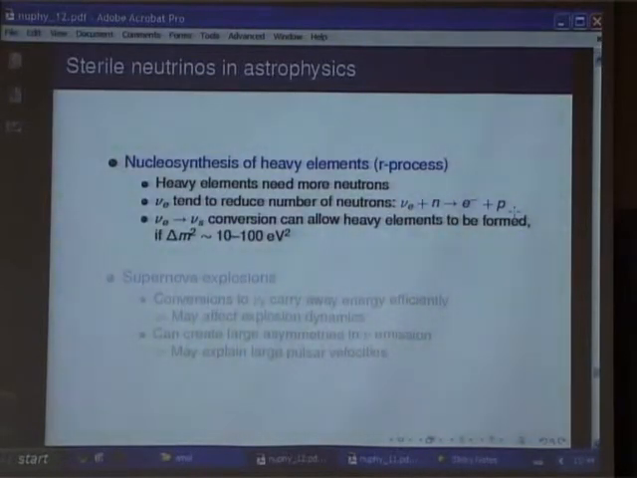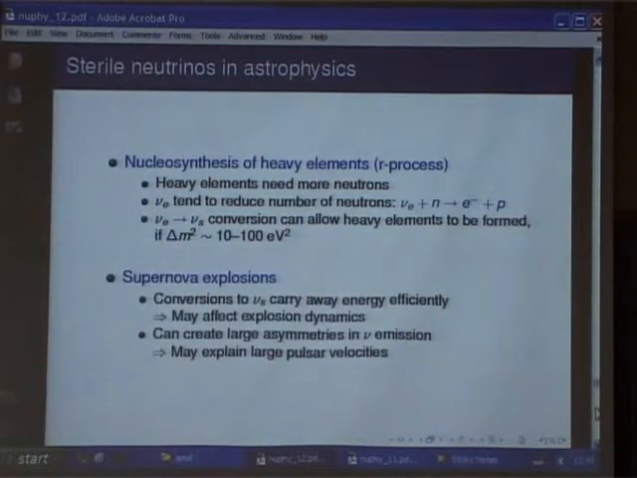Okay. And then you don't have nu_e's, so you have a smaller number of nu_e's, then you can make more number of neutrons. And then that works. However, that works only if delta m square is about 10 to 100 electron volts. So not the LSND one, but slightly heavier.